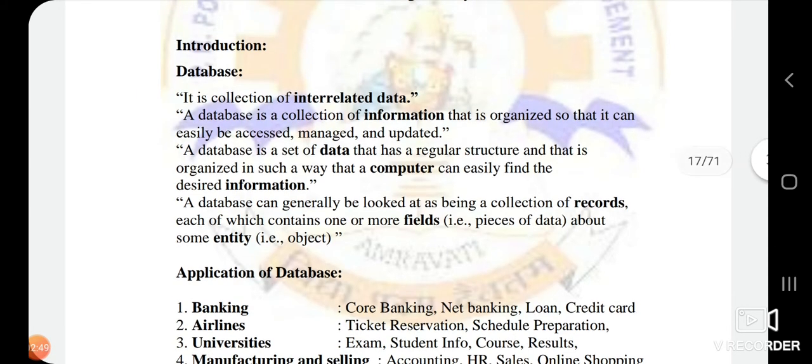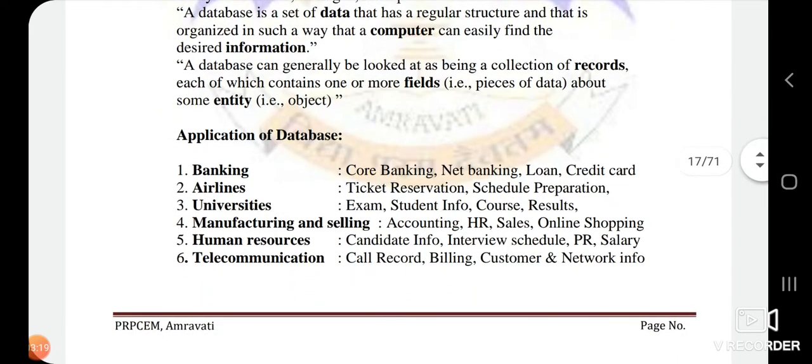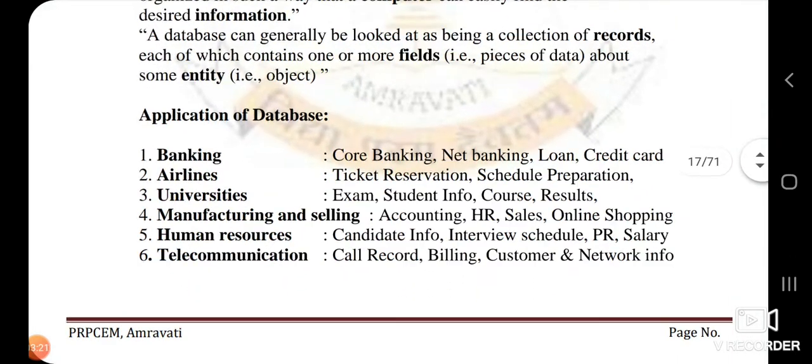So we know the relation. It is a collection of interrelated data, then information that is organized so that it can be accessed, managed, and updated. You store information to retrieve it, to access it, to update it, and to manage it. It is a set of data that has regular structure. There is a specific structure, and it is organized in such a way that you can easily find your information. It is a collection of records, entities, fields, objects, and so many things. Now that is data.